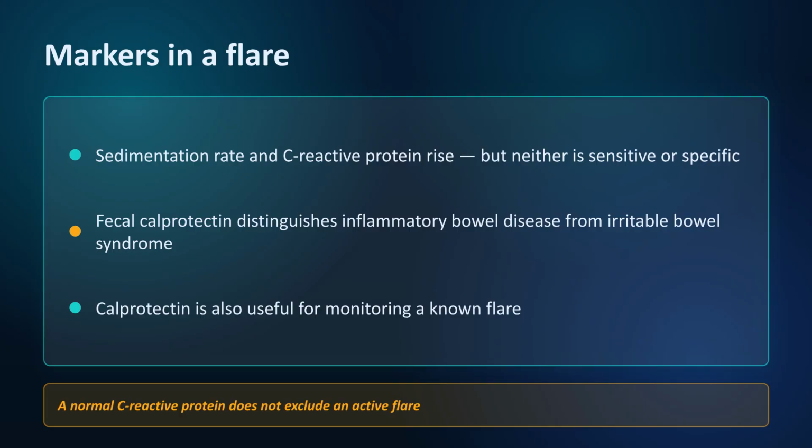Fecal calprotectin is more useful. It is released by neutrophils in the gut wall, so it reflects actual mucosal inflammation. It is genuinely helpful for distinguishing inflammatory bowel disease from irritable bowel syndrome, and for monitoring a patient you already know has the disease. So never manage a flare on a laboratory number alone. The patient in front of you outranks it.